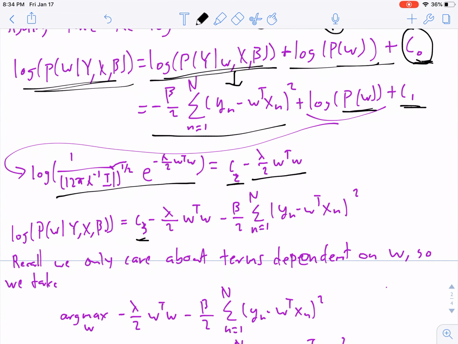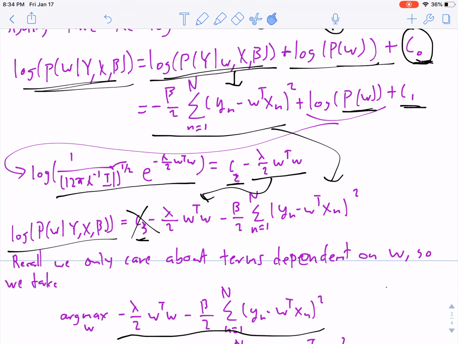and combine all the constant terms, and then this goes here, and this goes here. Recall again, we only care about terms dependent on W, right? That's the theme throughout. Because we're maximizing with respect to W, we just get rid of this constant. In other words, that's like a monotonic transformation, and so maximizing this right here is the same thing as maximizing the log of the posterior.